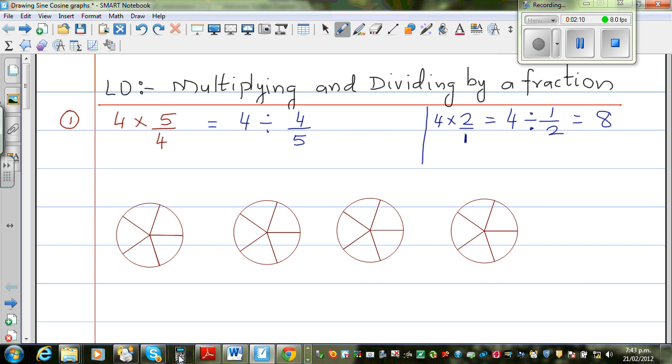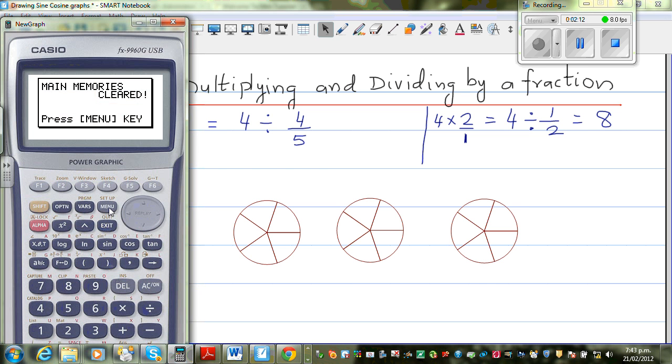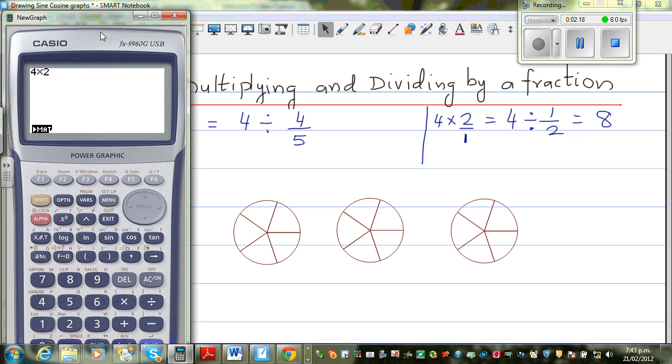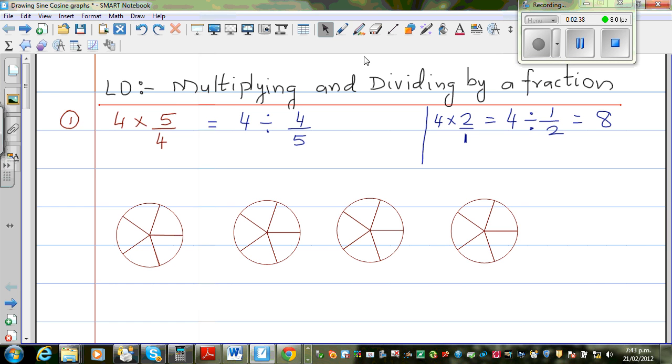Let me show this on a calculator. Menu, run. If you go 4 times 2, that is equal to 8. Or if you go 4 divided by half, which is 0.5, equals 8. This and this are the same.